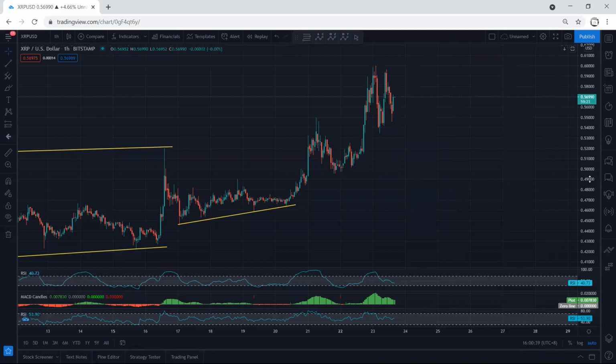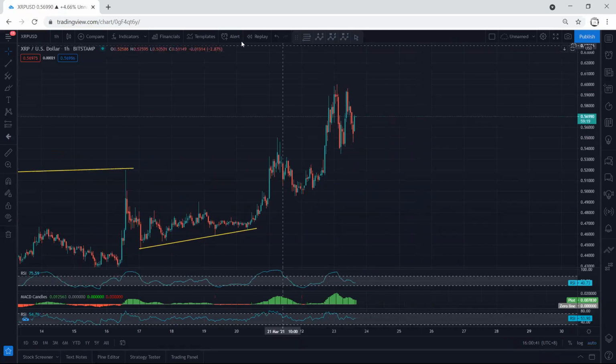XRP, we start with the 1 hour chart. As we can see, after we get this sharp move, we are within this correction. Based on this correction, at least we have 1, 2, 3, we have a flat. Usually when we have this kind of flat, we can look for continuation.